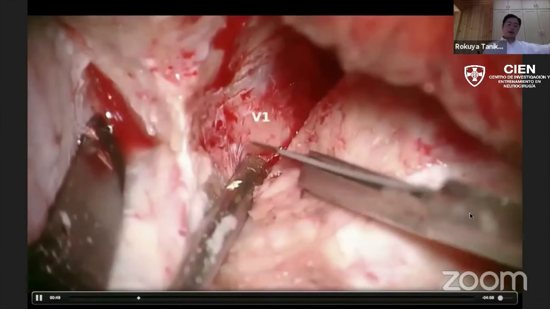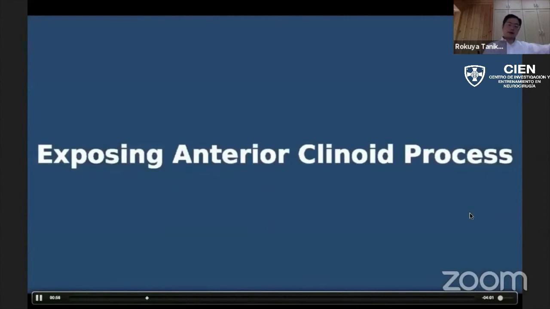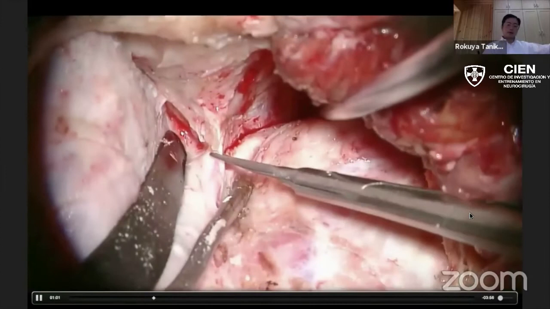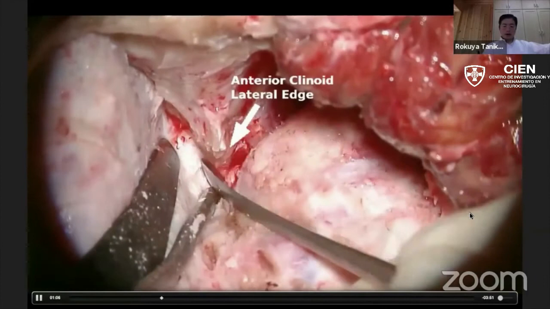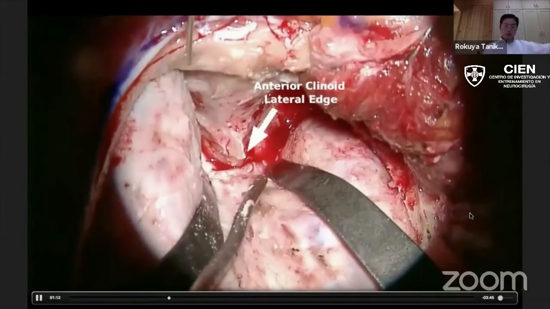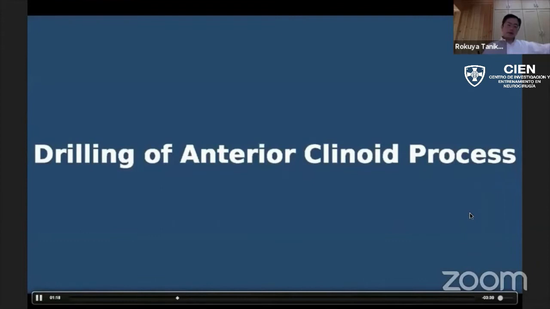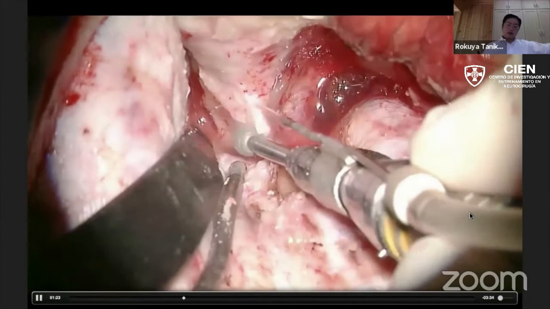The inner reticular layer of the cavernous sinus can be detached with the dura propria, and the meningeo-orbital band can be incised, and the lateral edge of the anterior clinoid process and the superior wall of the anterior clinoid process can be exposed. After exposing the anterior clinoid process lateral edge, you can drill the anterior clinoid process inside, skeletonizing the optic nerve.